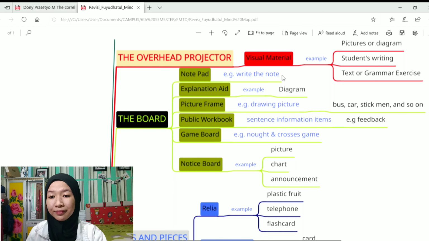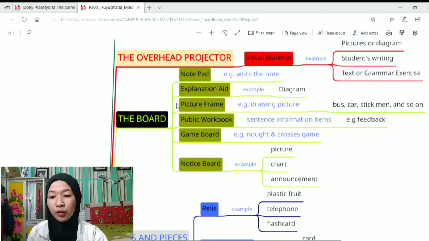for comprehending. And the second is explanation aid. The board can be used for explanation too. For example, the teacher shows the different sound of pronunciation between now and no, where and where, and so on. And also the teachers can draw the diagram on the board.